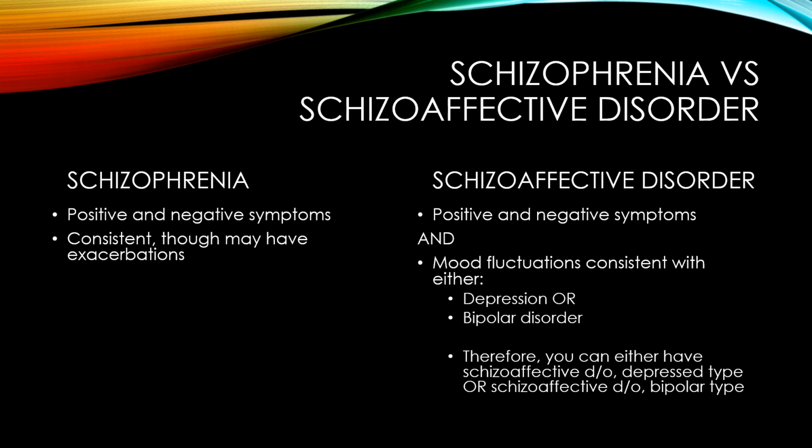So schizophrenia versus schizoaffective disorder. Schizophrenia has positive and negative symptoms. It's consistent, though may have exacerbations. Schizoaffective disorder is positive and negative symptoms and mood fluctuations consistent with either depression or bipolar disorder. Therefore, you can either have schizoaffective depressed type, or schizoaffective bipolar type.